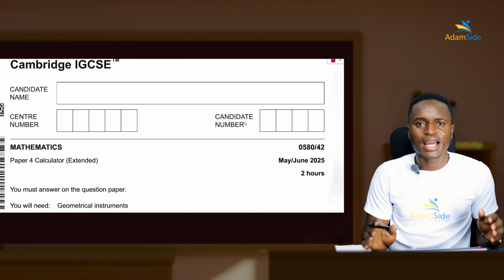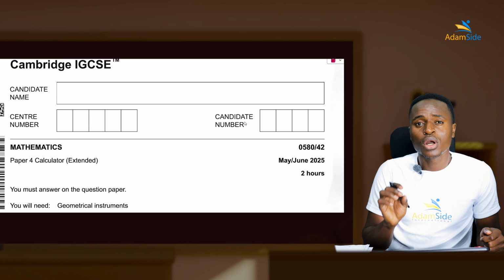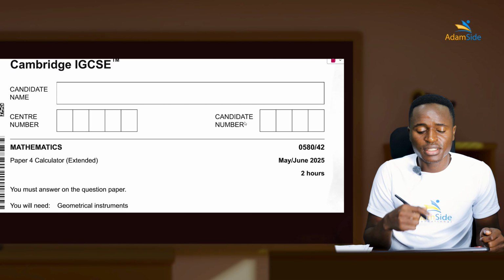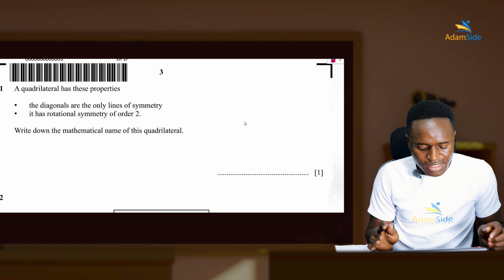We are going to solve IGCSE May-June extended paper variant 4.2. So I'm going to show you all the guidelines from each question as we continue on. Welcome. Question number 1 says a quadrilateral has these properties.